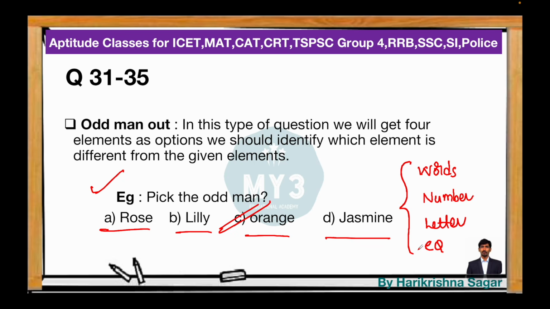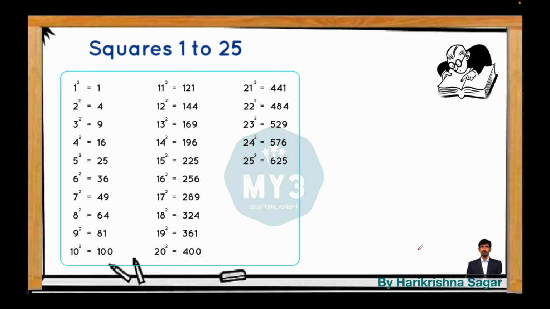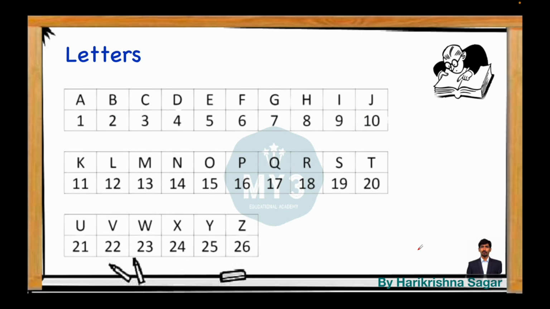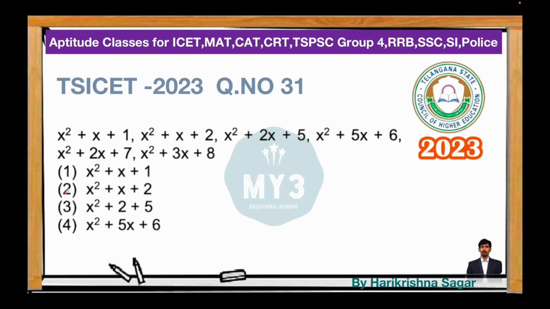So let's look at how the questions of odd man out are given. Before we proceed with question number 31 to 35, the prerequisite is to remember the square numbers from 1 to 25, which I discussed in the last session also, remember the cube numbers from 1 to 20, and remember the alphabets with their respective positions. Let's look at question number 1. In this question, they have given 6 equations and they are asking us to figure out the odd man out. These equation-based questions are repeated questions in TSICET.